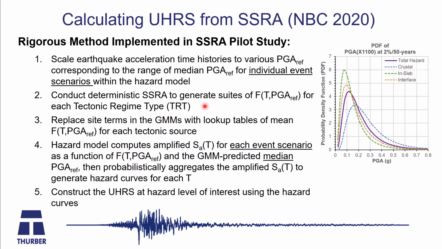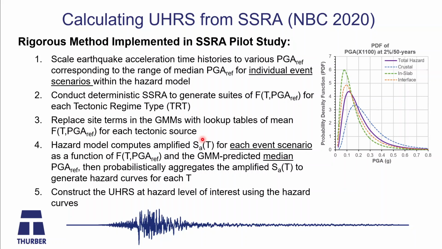We then gave those suites of amplification functions in tabular form to UBC, and they replaced the site terms that are in the GMMs in the model with lookup tables of these average FFT values, and they were all source tectonic regime type or source specific. Okay. Then they ran the hazard model, so it then computes the amplified response spectra for each individual event scenario, right, as a function of these amplification functions, and then basically aggregates all of those to get your amplified value.